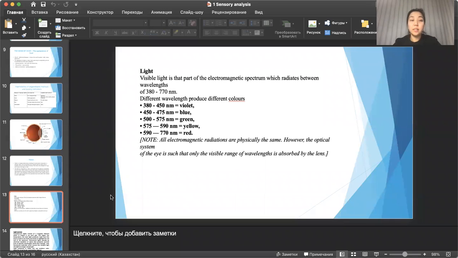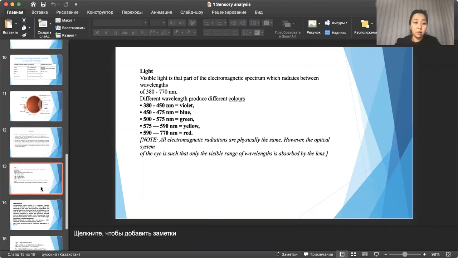So we are going to continue our lecture, and on this slide you can see the different wavelengths producing different colors. For example, the wavelength of the violet color is 380 up to 450 nanometers, and so on. For example, the long wavelength has the red color.